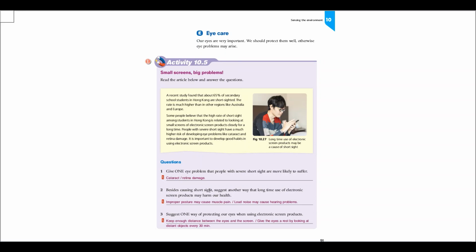Another way, long-term use of electronic screen products may harm our health. Improper posture causing muscle pain, or loud noise may cause hearing problems. And one good way is to keep enough distance between the eye and the screen, and also give the eye a rest, looking at distant objects every 30 minutes. These are just a very brief introduction about the problems related to eyes, and also how to keep your eyes in a good condition.